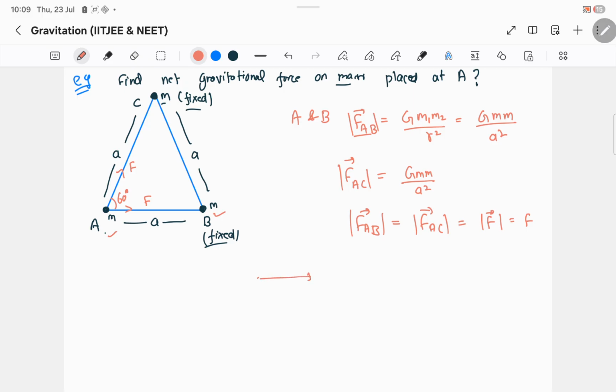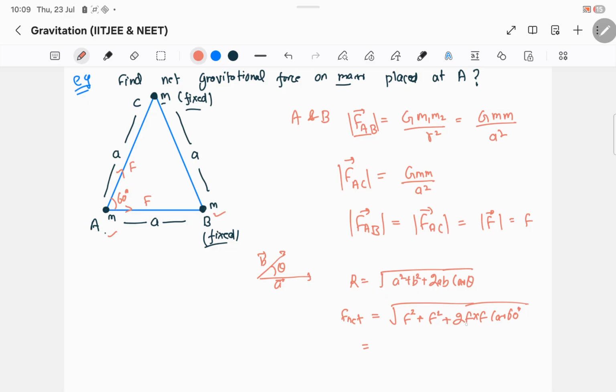So suppose there are two vectors A and B. How will you add them if there is an angle theta between them? You will use the resultant formula: square root of a square plus b square plus 2ab cos theta. So the same thing we are going to do here. These both are vectors. So f net resultant will be, because both are f, root of f square plus f square plus 2f into f cos of 60. So I can write like this.